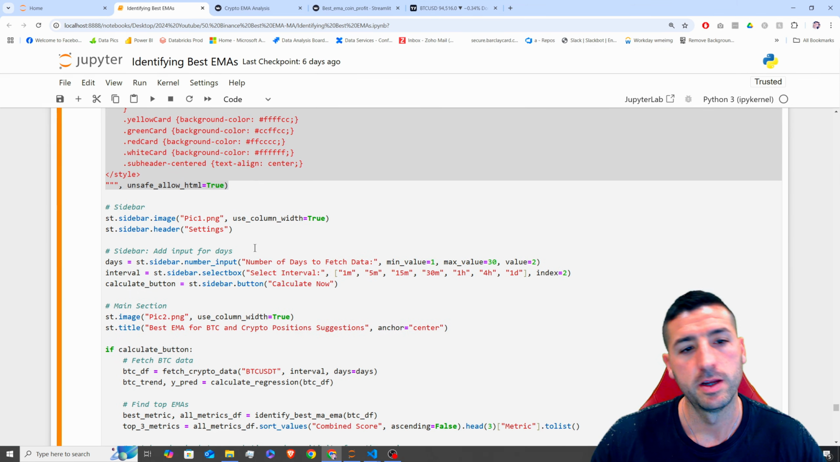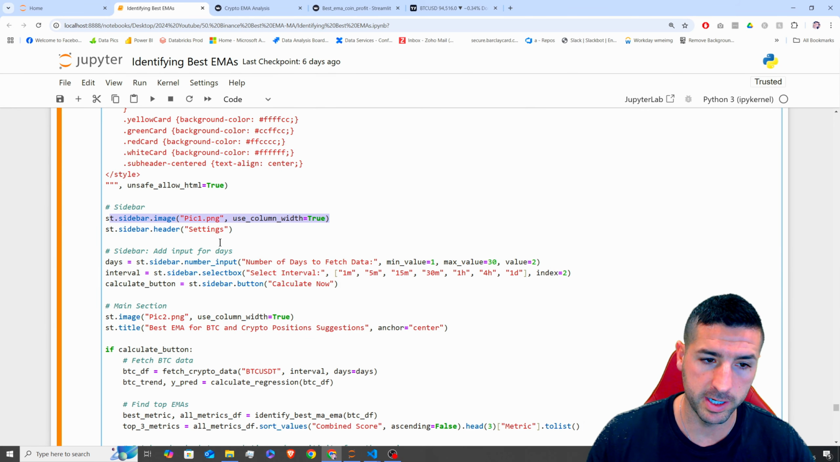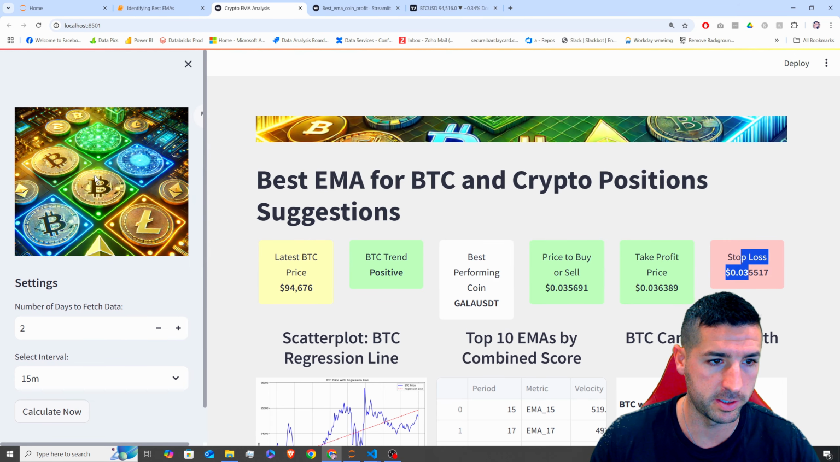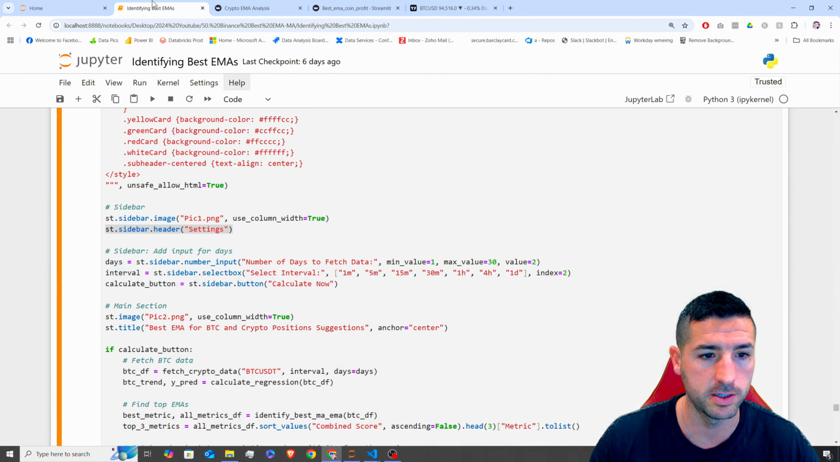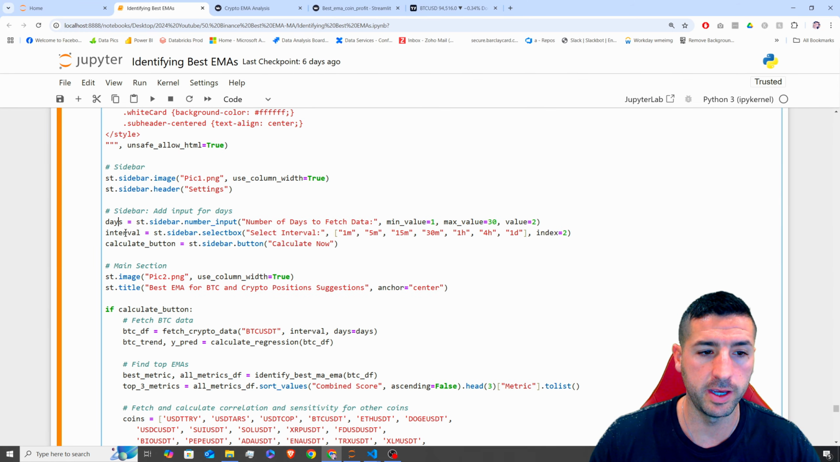Going back. Next, we are adding a picture on the sidebar and a header. If we look, there's a picture and then a header, settings. Next, we are adding days, interval, and a calculate button.